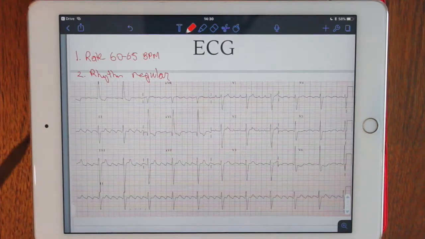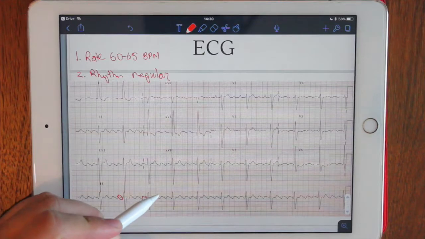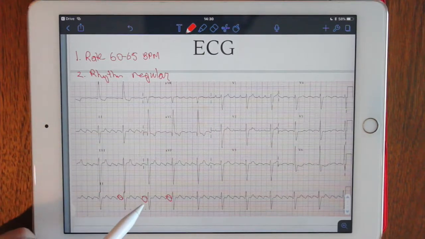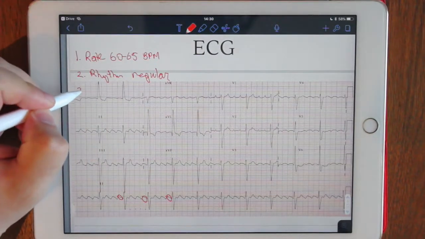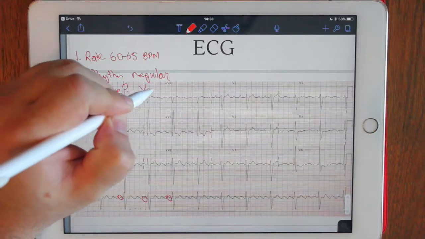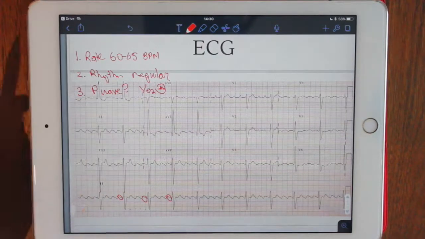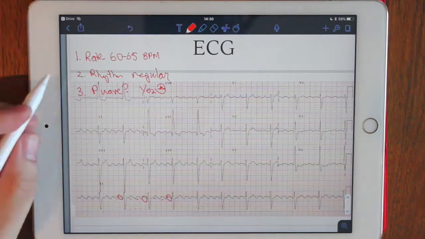Next thing we want to do is look for P waves. We do indeed see these characteristic bumps, and they are always attached to a QRS. So when it comes to P waves, we're going to say yes. We're going to put a little star here because we notice that there's similar bumps for these that aren't attached.